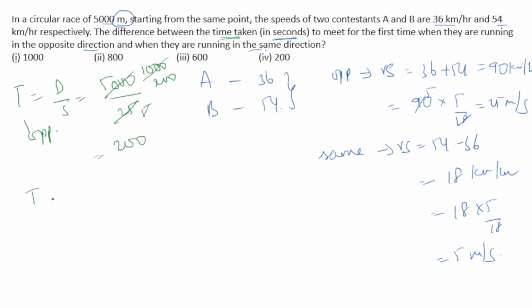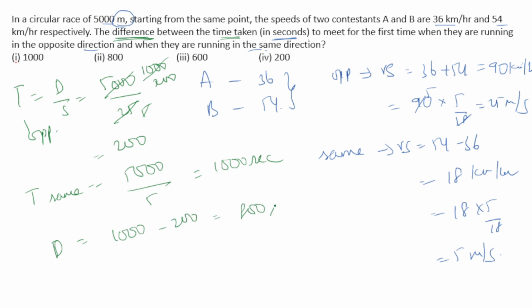And what is the time taken if they move in the same direction? It is distance divided by speed, which is 5. It is 1000 seconds. And we have to find the difference between these two times. So the difference is equal to 1000 minus 200. It is 800 seconds. It is the second option. Next one.